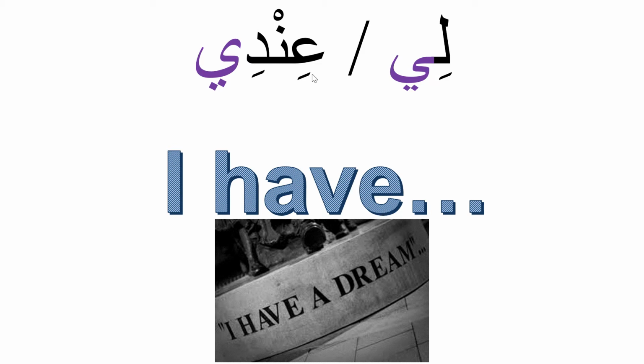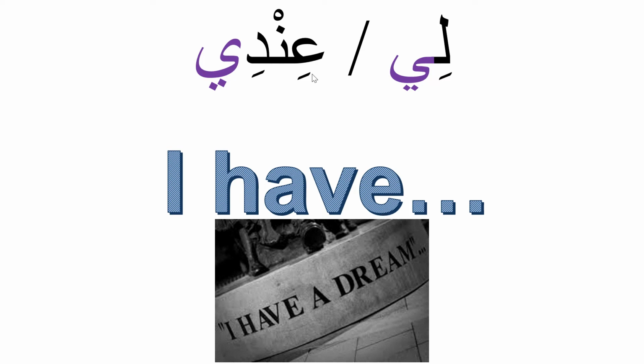عندك for a guy, عندك بيت, you have a house. عندك غرفة, you have a room. عندك كتاب, you have a book. And of course, we would make this for you feminine. Instead of ka, you would say ki. عندك سيارة, you have a car. You can say عندك بيت, you have a house.